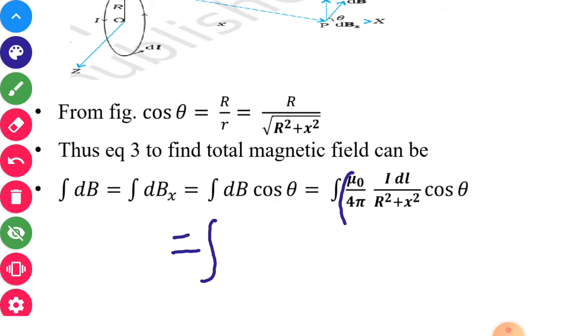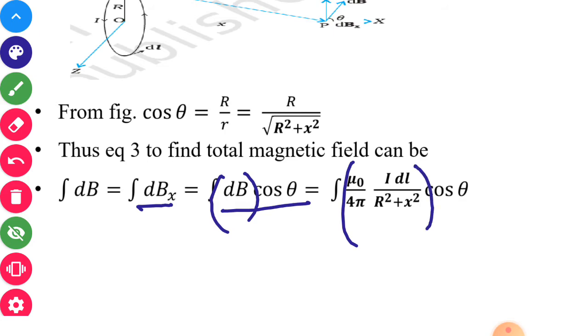Mu 0 upon 4 pi I dl upon r square plus x square. This we are having into cos theta, just as we have done. So dBx is dB cos theta, and dB we have the value mu 0 upon 4 pi I dl upon r square plus x square, into cos theta. Now cos theta we have to substitute here.